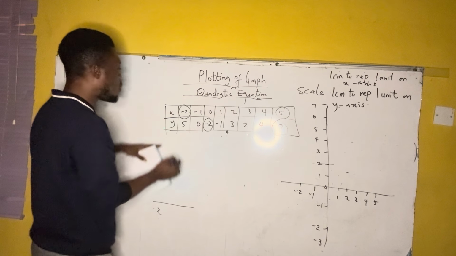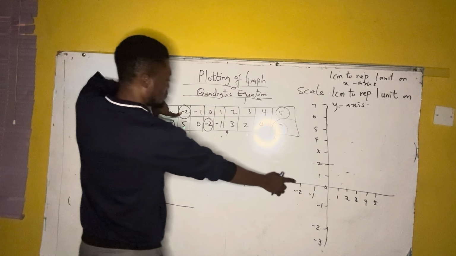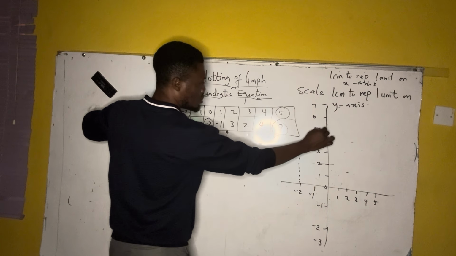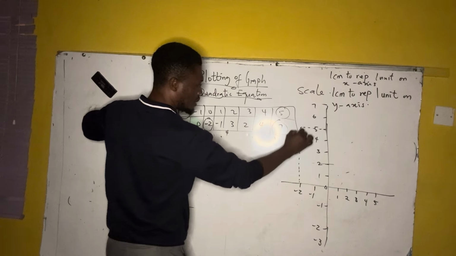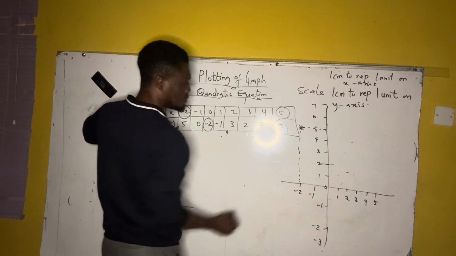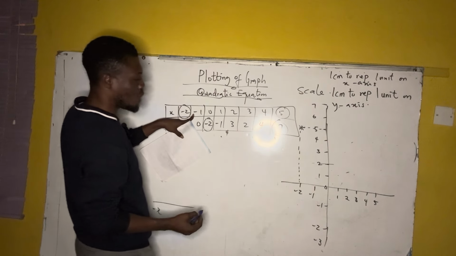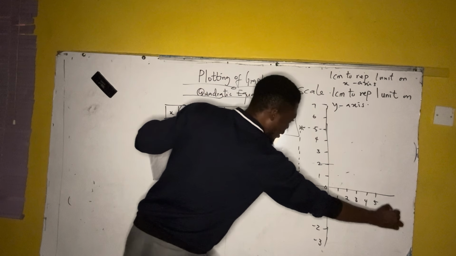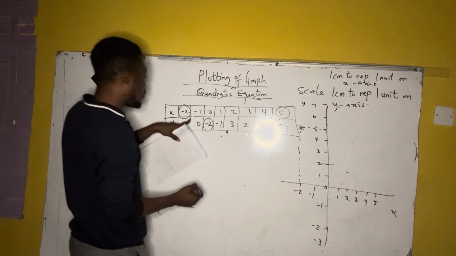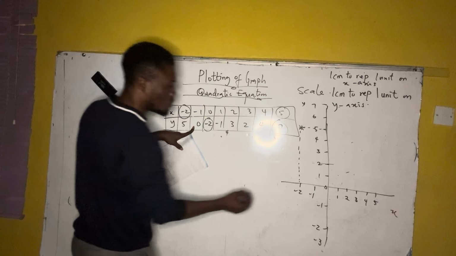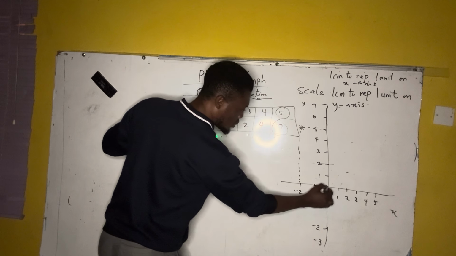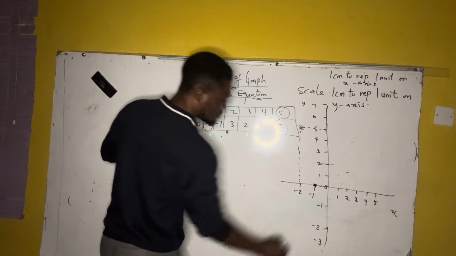You can start plotting. When x is -2, y is 5. So you trace -2 to 5. Here, when they meet, you are going to asterisk it. When x is -1, don't forget this is your x-axis and this is your y-axis, x and y. Okay. When x is -1, y is 0. So here, you can asterisk this point.